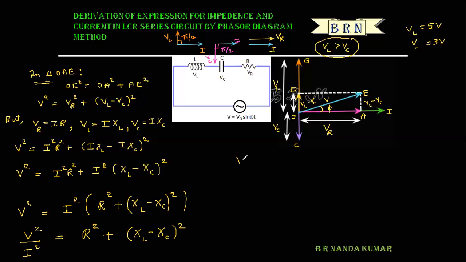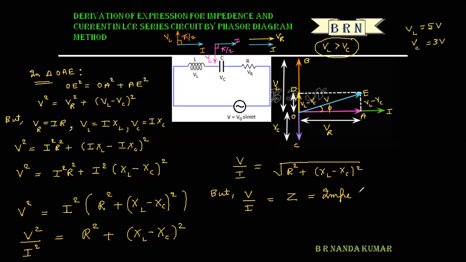So V divided by I is equal to the square root of R square plus (XL minus XC) whole square. But according to Ohm's law, V by I is equal to Z. Actually here Z is called impedance. What is this? This is called impedance.